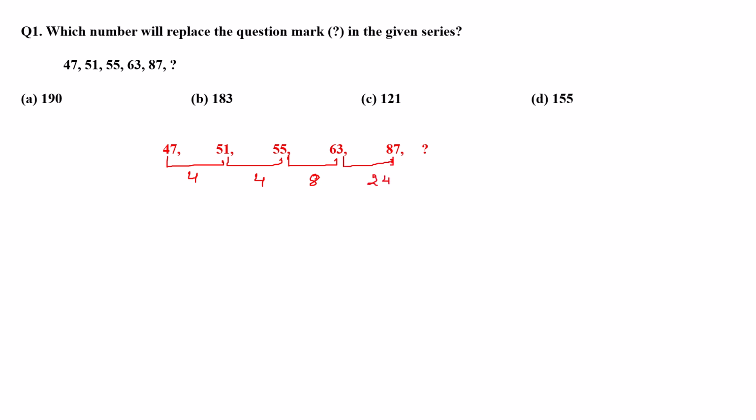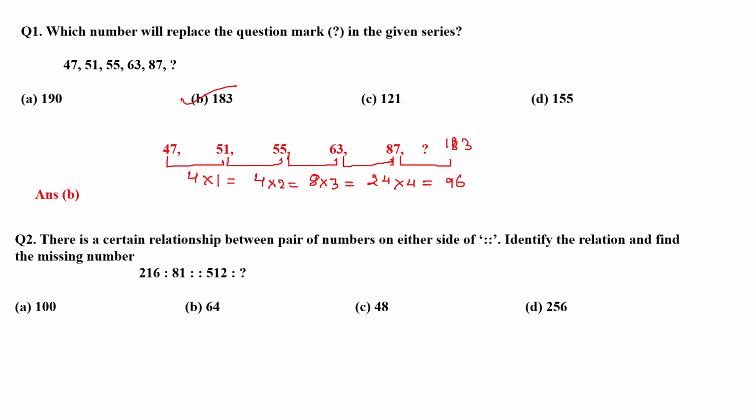Now if you see the pattern, 4 into 1, if you do, you will get 4. Next, 4 into 2 gives you 8. Now see, multiply by 1, then multiply by 2. Here 8 into 3 gives you 24. So the pattern is multiply by 1, then 2, then 3. So obviously here you have to multiply by 4. Now 24 into 4, you will get 96, isn't it? So here you have to add 96. So 87 plus 96, you will get 183. So B is the correct option.